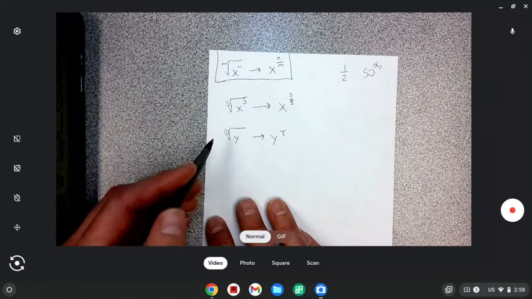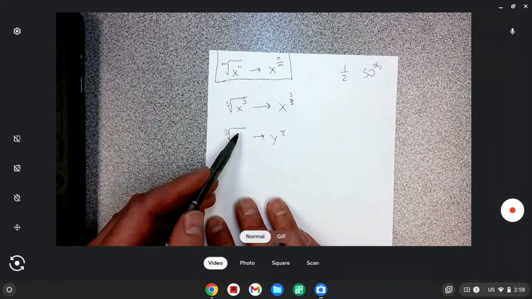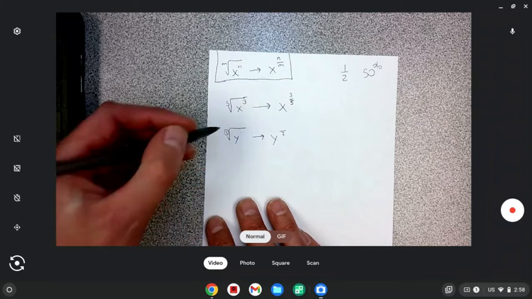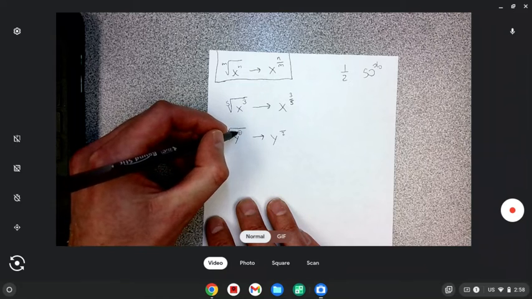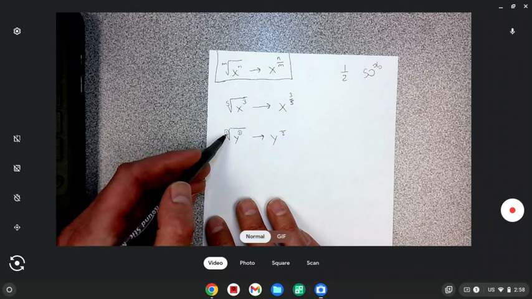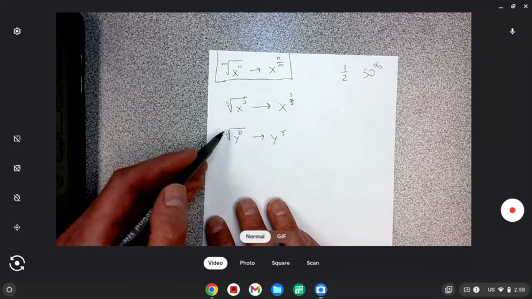So that is the outside number 2. If there's no number on the inside, it's like an invisible 1. For whatever reason, we don't put a 1 there. And for whatever reason, we don't put a 2 there when we're writing it. But there should be.